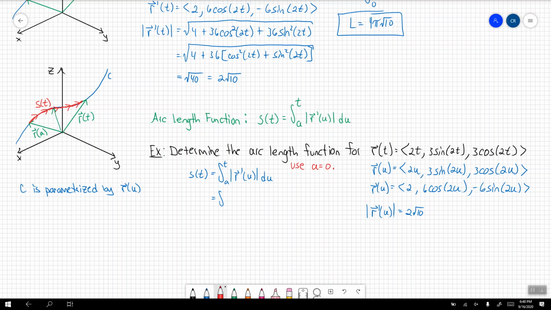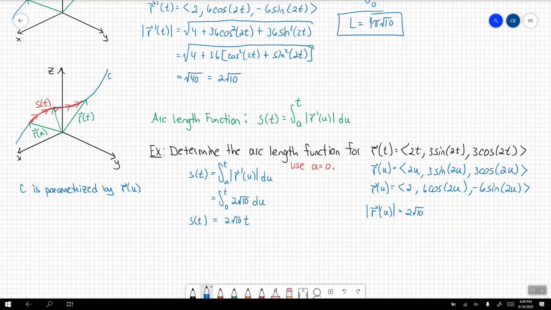Typically when we start off on an exam or a quiz, I will more than likely give you this value that you want to start with. So we start from 0 and we go to t for my integral. My integrand will then be 2 root 10 with respect to du. Integrating here will then leave me with 2 root 10 multiplied by t. And this is my arc length function.